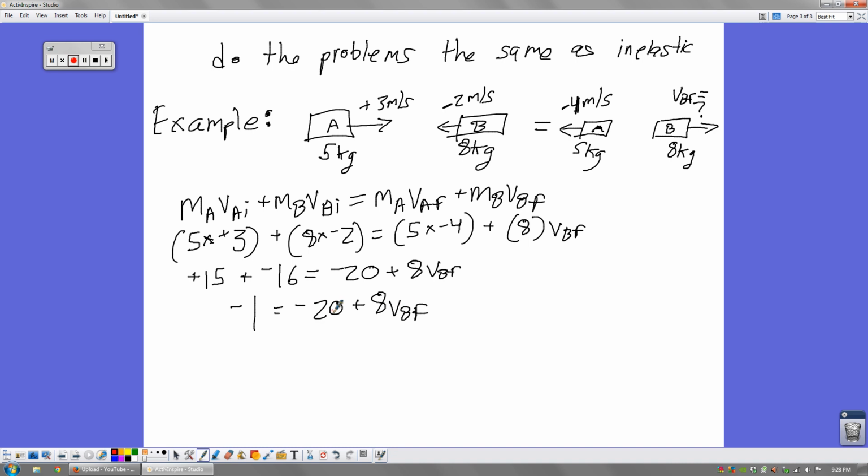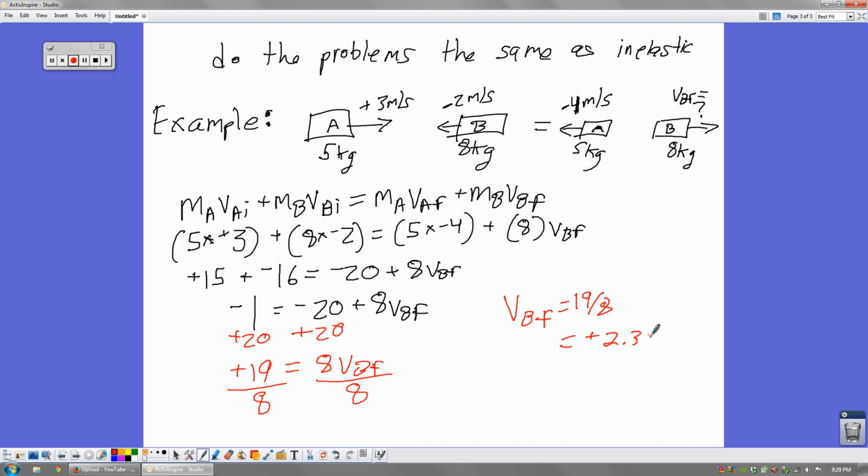All right, I need to get rid of this negative 20. I need to get rid of this times by 8. You have to start with the 20. So if this is minus 20, I'm going to add 20 to both sides. That gives me positive 19 on this side. VBF. All right, now what? I need to get rid of my 8, so I divide by 8. This gives me VBF equals whatever 19 divided by 8 is, which happens to be positive 2.375 meters per second.